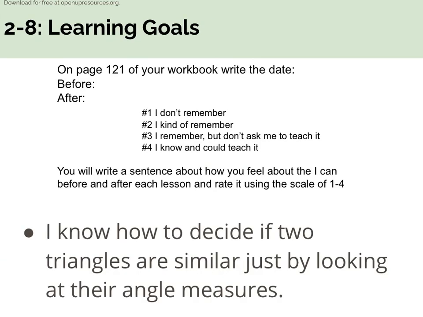So let's turn back to page 121, and let's write a sentence about today's lesson: I know how to decide if 2 triangles are similar just by looking at their angles. Go ahead and write yourself a sentence, and then give yourself a number, 1 through 4. 1, I don't really get it. 2, I kind of get it. 3, I got it. And 4, I can actually teach it to my friend.